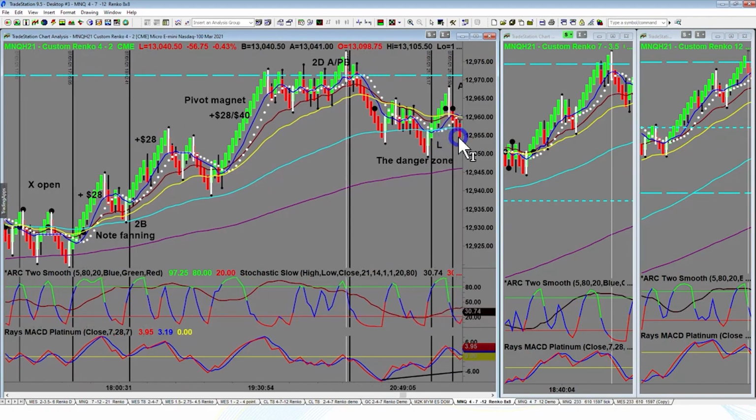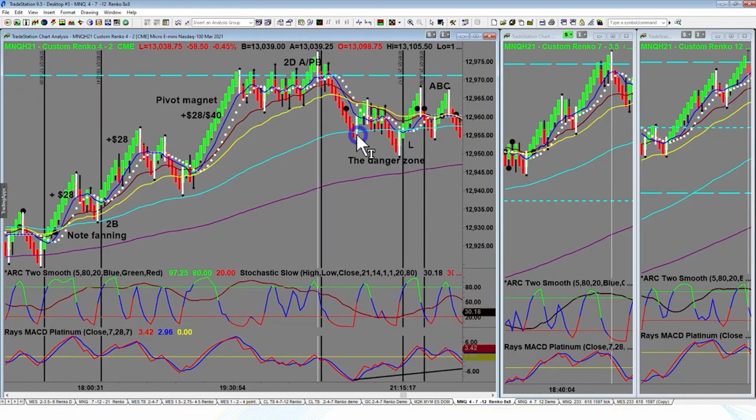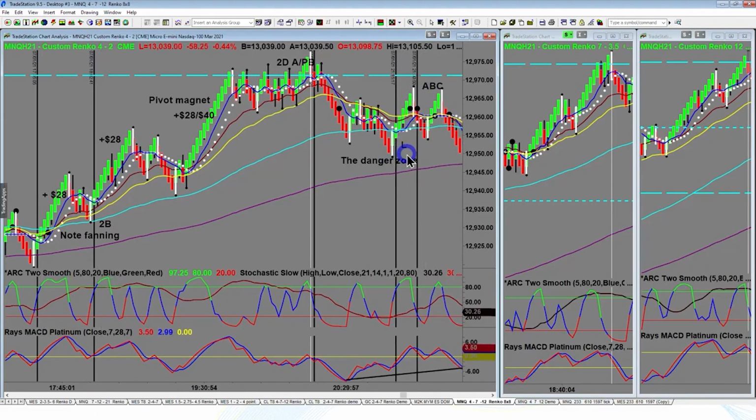Now I already know I would have been stopped out on this one. I'm just going to be very honest with the trade setups. I want to ignore this one. The second one I would take. I would take the second one, and I have a losing trade.